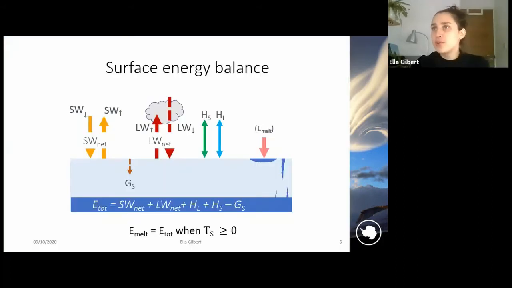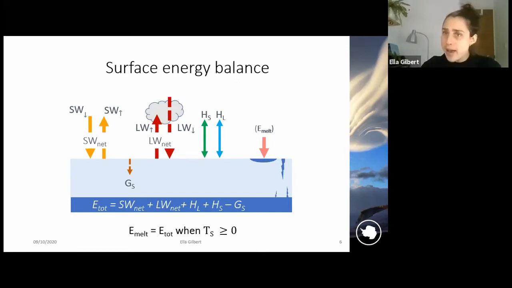One of the most important concepts that I'm going to be talking about here is the surface energy balance. So just a brief overview for anyone who's not familiar. The surface energy balance refers to the total amount of energy that's received at the surface, in this case the Larsen C ice shelf. And it's essentially the balance between different flows of energy that are coming towards and away from the ice shelf. So the main component throughout the year is the shortwave, the solar radiation flux.